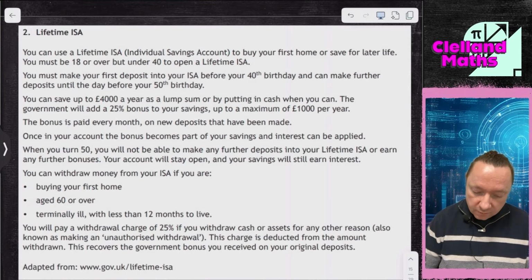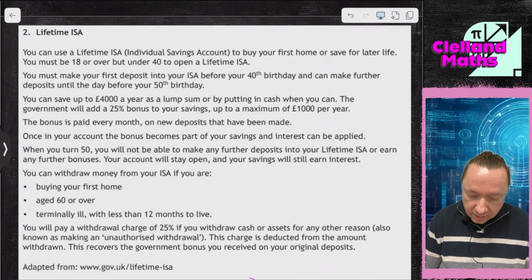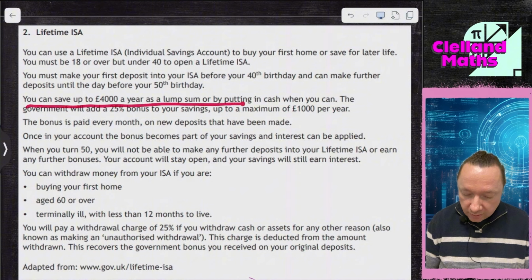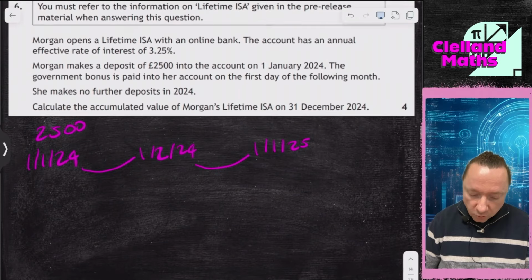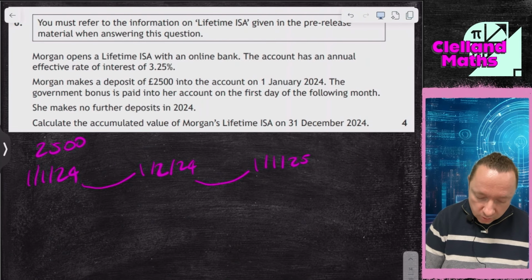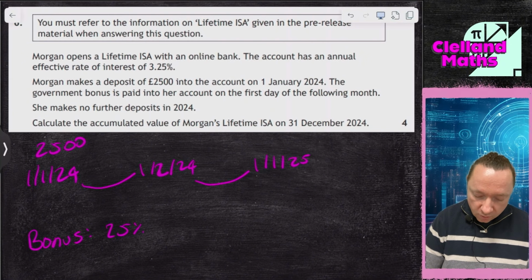So lifetime ISA pre-release material says you can save up to £4,000 a year as a lump sum or put in cash in when you can. The government will add a 25% bonus to your savings up to a maximum of £1,000. The bonus is paid every month on new deposits that have been made. So the bonus is paid on the deposit. So we made a deposit of £2,500. So our bonus on that deposit is 25% of £2,500.